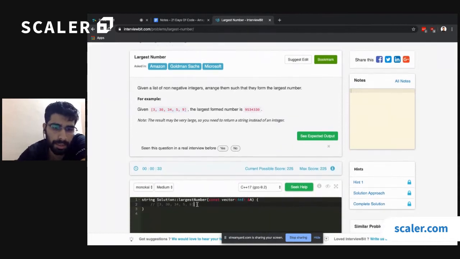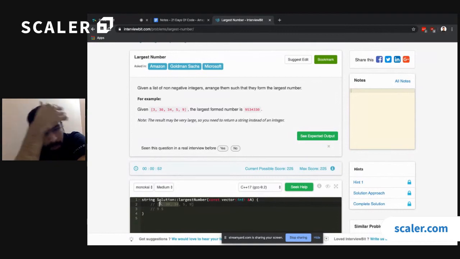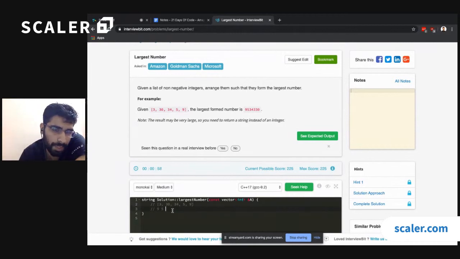then obviously I would want 9 to come earlier because 9 has the largest digit. The earlier the 9 is, the better it is for me. Then I would definitely want 5 to come earlier because that has a larger first digit. Then out of these three, what would I like to have? Suppose I like to have 34 first. But if I have 34 and then 3, and then 30, that is fine.